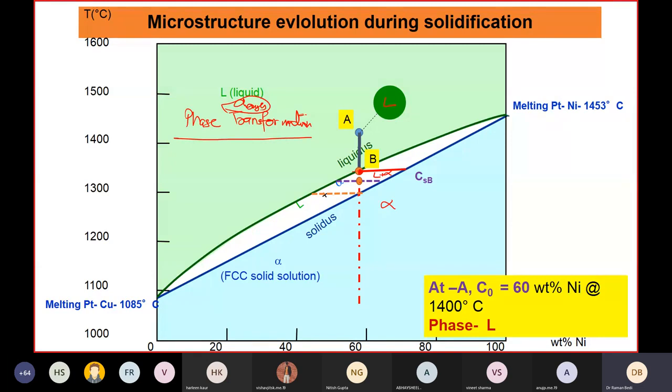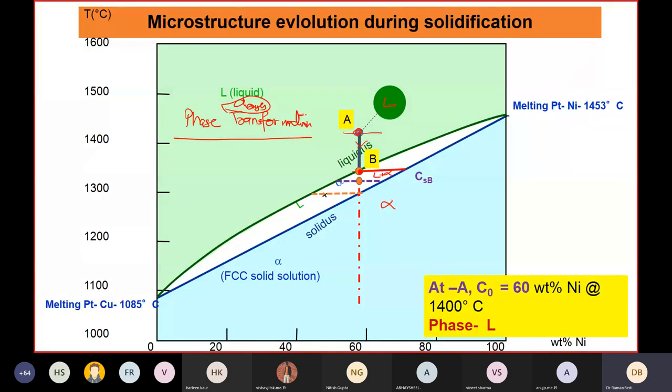Why is it happening? Because you are lowering the temperature. If you are not lowering the temperature, the phases are in equilibrium, and that is why these are called equilibrium phase diagrams. So if you maintain a constant temperature at A, nothing will happen. Liquid will stay. It is in equilibrium here. But when you lower the temperature, because you change one of the thermodynamic variables, that is the basic reason why the phase changes start, why the phase transformation takes place.